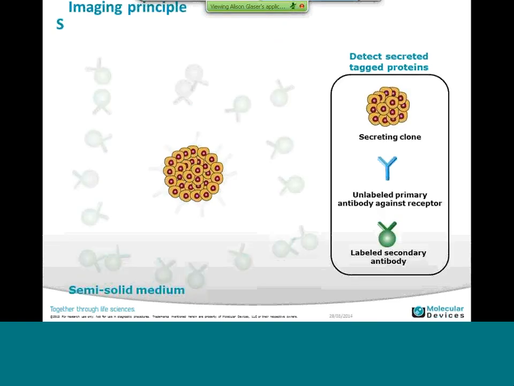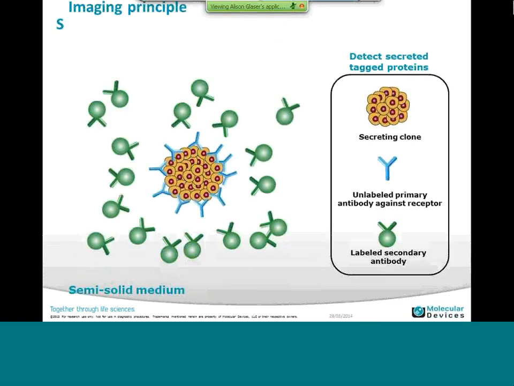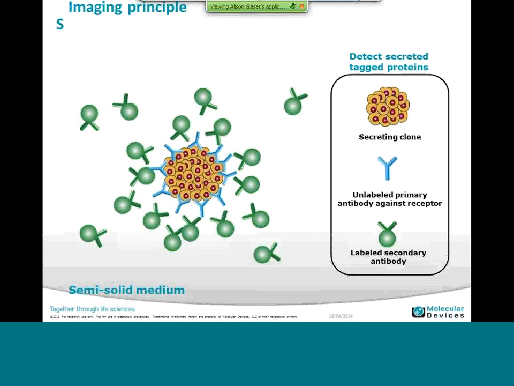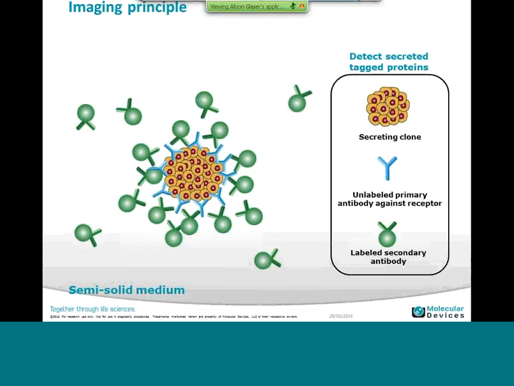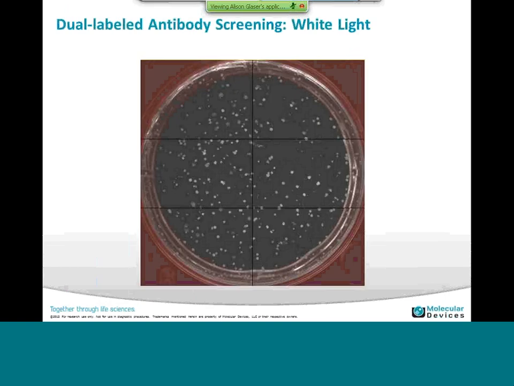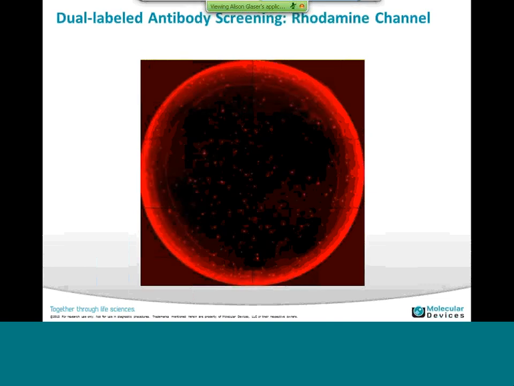Finally, in the case where a directly labeled primary antibody is unavailable, it is possible to use a dual antibody approach using an unlabeled primary plus a labeled secondary. The concentrations of each antibody may need some optimization, but the complex can form with minimal nonspecific binding. So for example, this is an example of a dual-labeled antibody screen under white light, and then also visualized using the rhodamine channel.